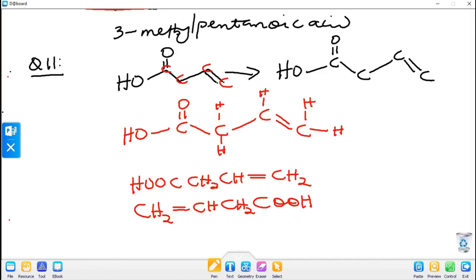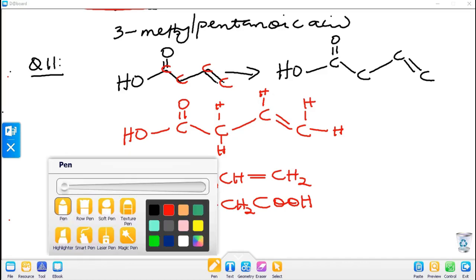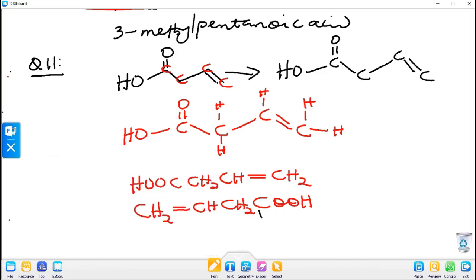Looking at the compound there, we have a double bond, and we also have the COOH. The COOH there is our functional group. So since it is a functional group, preference will be given to the COOH. Why? Because it is higher than the double bond. Double bond is also a kind of functional group. But because there is COOH, preference will be given to the COOH.